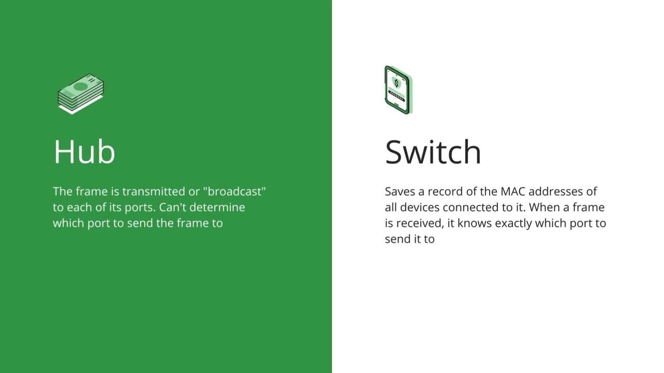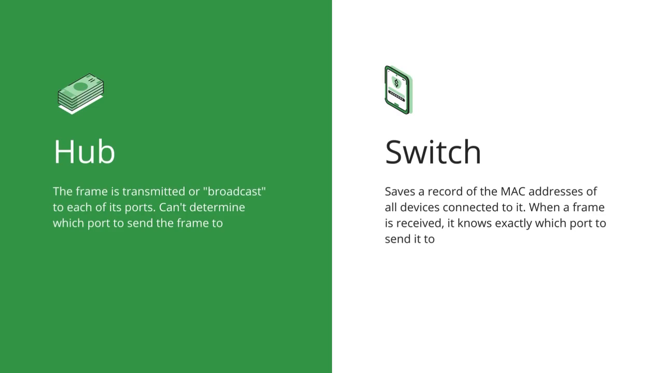When comparing, the switch keeps a record of the MAC addresses of all devices connected to it. With this information, the network switch can determine which system is on which port. Therefore, when a frame is received, it knows exactly which port to send it to, without significantly increasing the network response time.